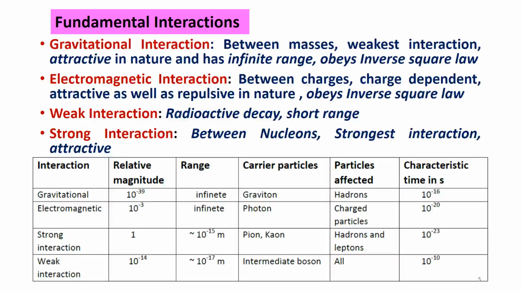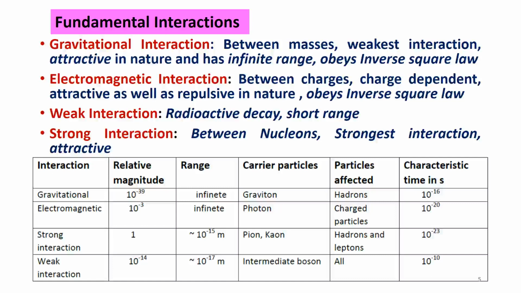F is inversely proportional to the square of the distance between two masses. The second type of interaction is the electromagnetic interaction. It arises between charges. It is charge dependent. Between like charges, it is always repulsive. Between unlike charges, it is always attractive. It also obeys the inverse square law, as explained by Coulomb's law of electrostatics.